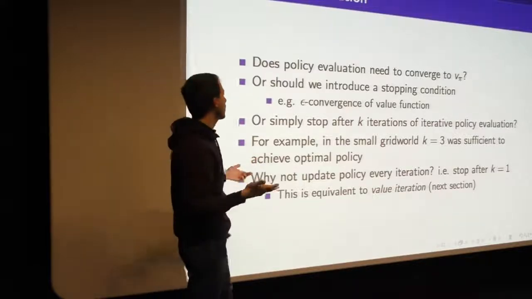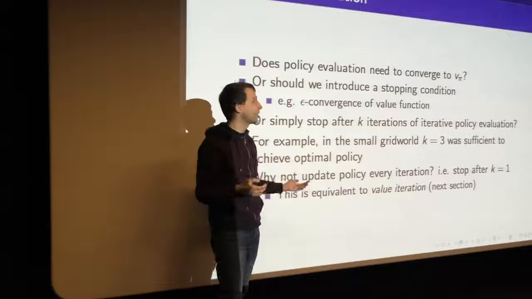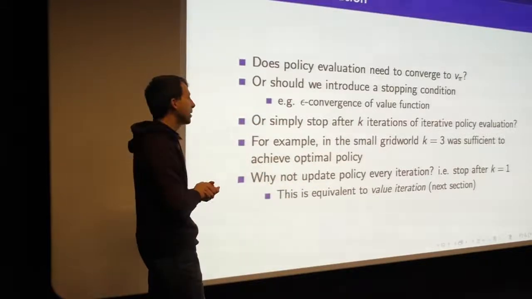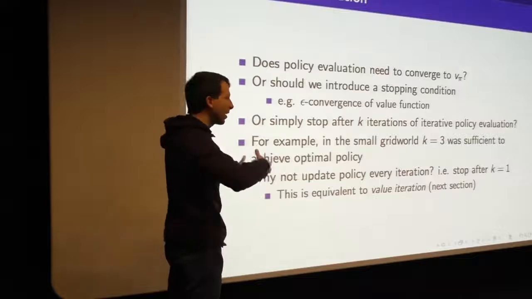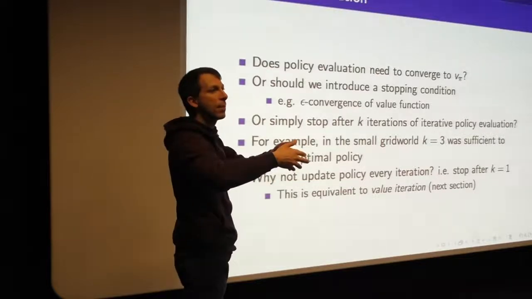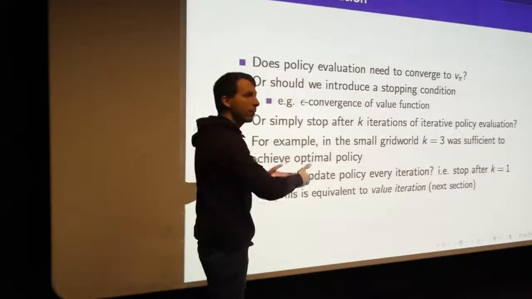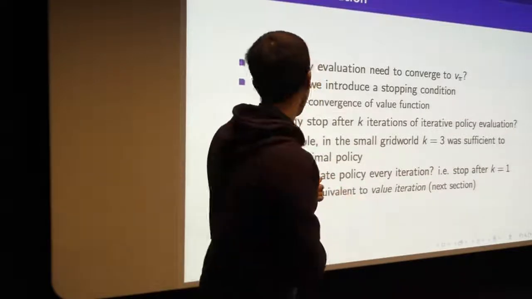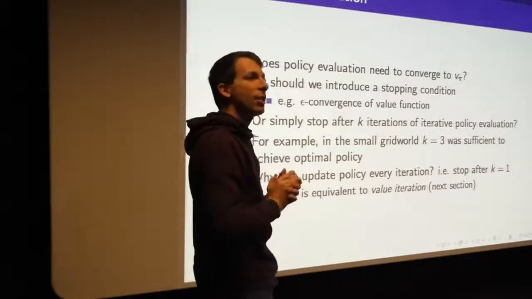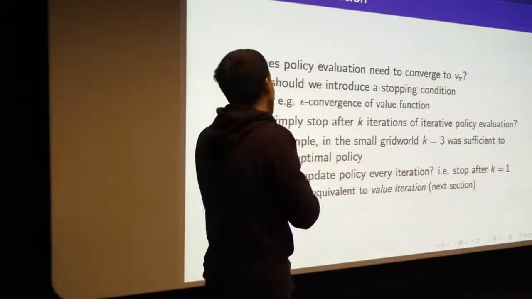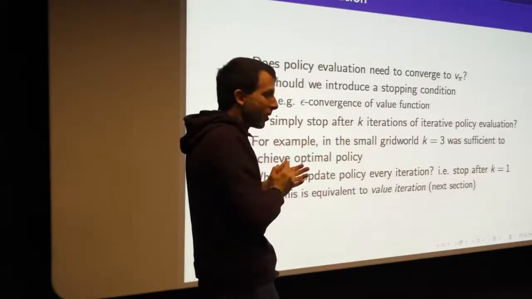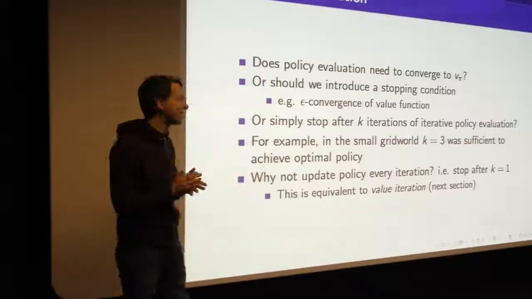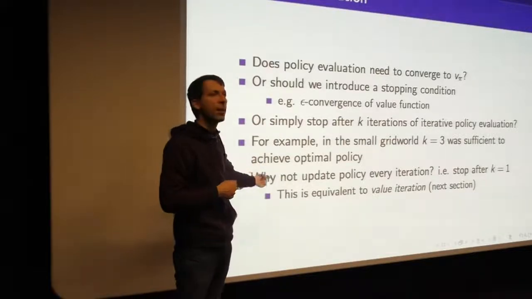So what happens if we do something more naive, like take k iterations of iterative policy evaluation, like 3 in the small grid world, and just do 3 steps of evaluating the policy, and then improve? This is a perfectly reasonable algorithm, and it still converges to the optimal policy. I'm not going to prove that, except in one special case, which is the extreme case of this, when we just stop after k equals 1.